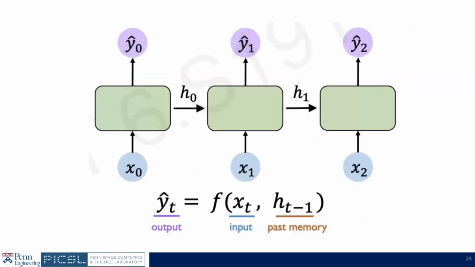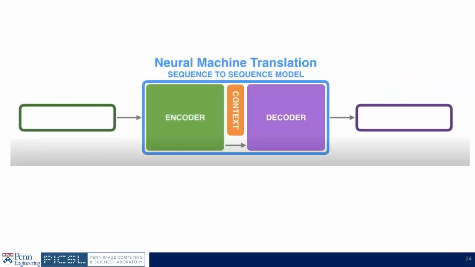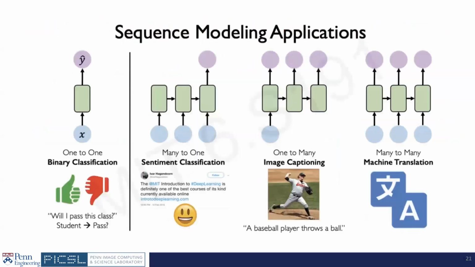Okay, so now I just want to translate my word from French to English, right? So the way it's going to be is this particular setting of many to many, where I'm going to put my entire sequence into the neural network, and my output will also be the entire sequence, right?